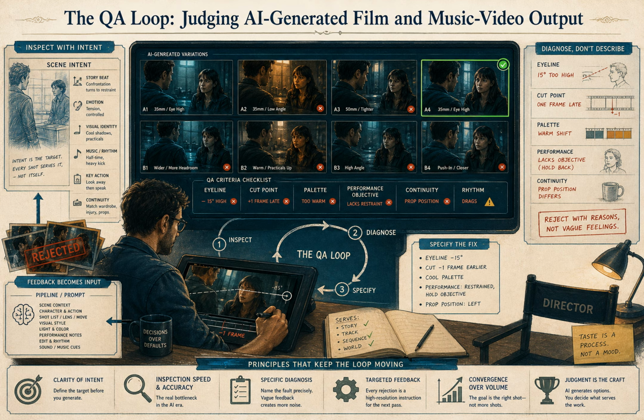Film and music video share the same loop, but different priorities. For narrative film, QA favors continuity, performance truth, and spatial logic. Rejection reasons should be story-based, like the close-up misses realization.